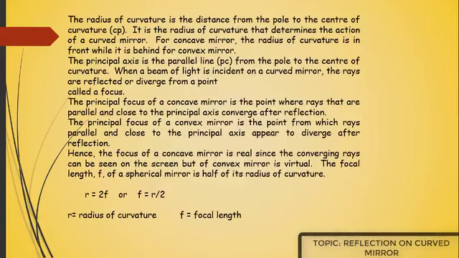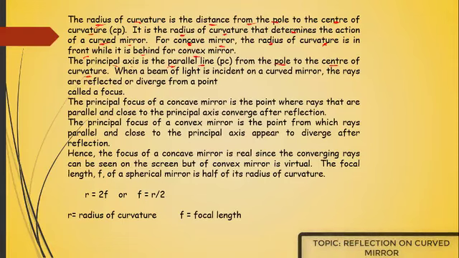Now, what do we mean when we talk about the radius of curvature? The radius of curvature simply is the distance from the pole to the center of curvature. It is the radius of curvature that determines how a curved mirror will act. For a concave mirror, the radius of curvature is in front, while for a convex mirror, it is behind. The principal axis of a mirror is the line from the pole through the center of curvature.